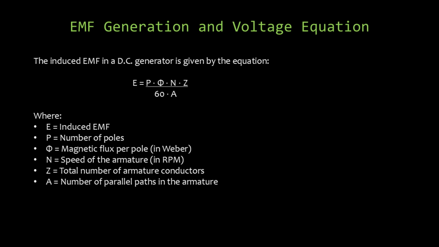The induced EMF in a DC generator is described by a fascinating equation. E equals P multiplied by phi, and Z divided by 60 and multiplied by A.